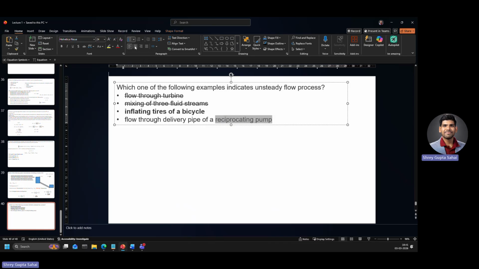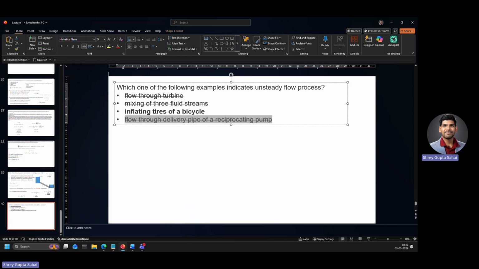So in a reciprocating pump, it is not ideally a steady flow process, but when you time average it over one cycle, then you can actually think of it as a steady flow process. But inflating tires of a bicycle for sure cannot be a steady flow process, because there is a mass accumulation. If there was an energy accumulation, then also this would happen. In a reciprocating pump, at least over a cycle, there is no net energy accumulation or net mass accumulation, right? So that's why these are loose answers.